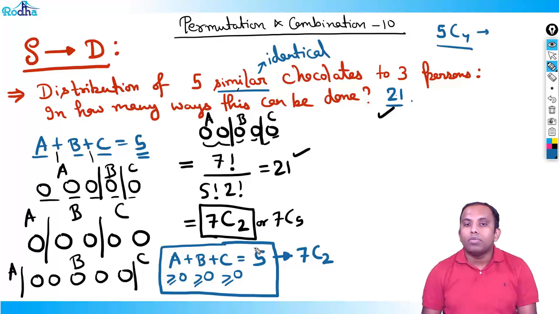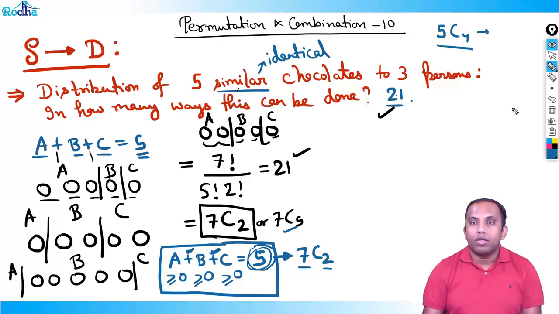So 5 chocolates, right? This 5 is a number, plus 2 plus signs. So 5 plus 2 is 7, 7C2. Simply read 5 plus 2, 7C2, right? Or 2 plus signs plus 5, so 2 plus 5, 7C5. Both are the same. Or 5 plus 2, where 2 is for the plus signs, 2 plus signs are there, right? So 5 plus 2, 7C2.